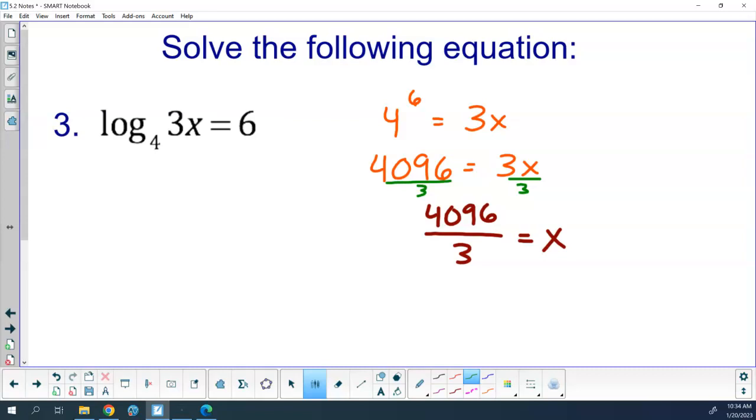In decimal form? Is it rounded to 3 decimal places? That works. Okay. Check again. 4,096 divided by 3 times 3 is 4,096. Log base 4 of 4,096 is 6. Checks out.